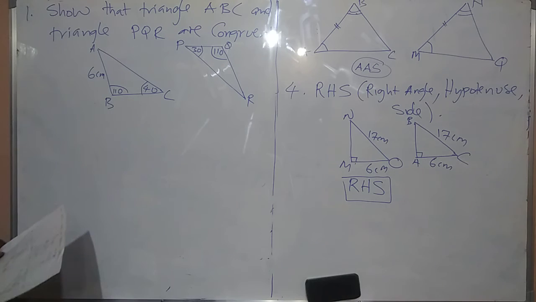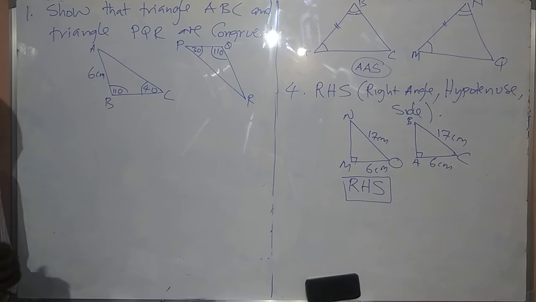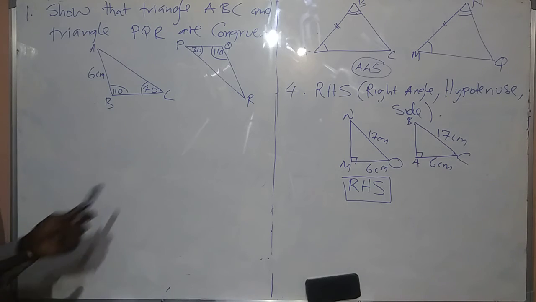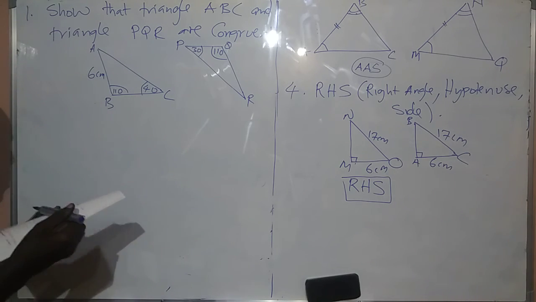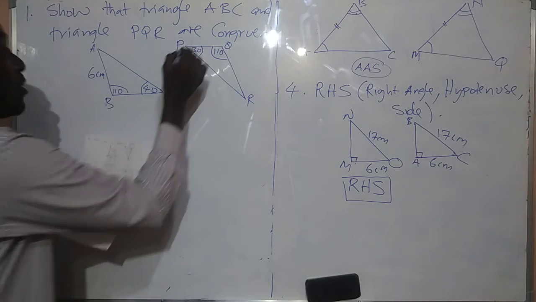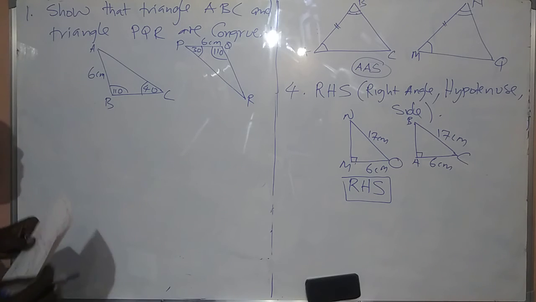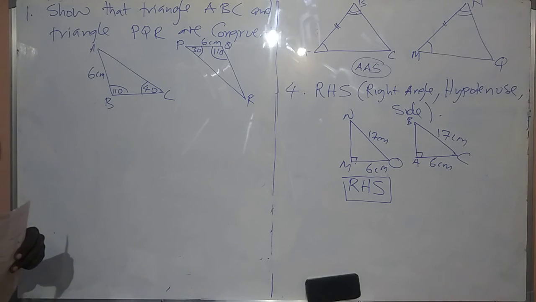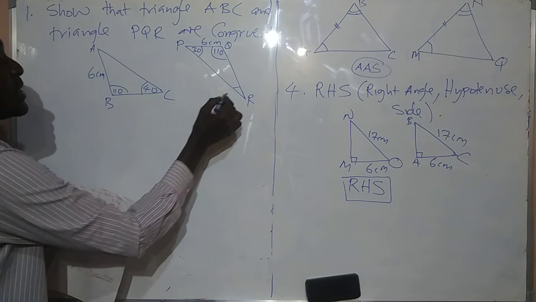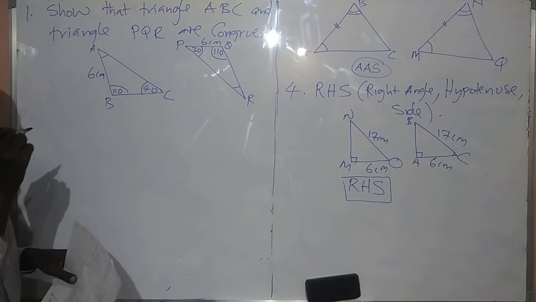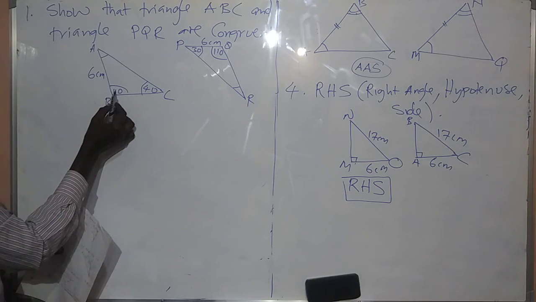Okay, so the question says show that the two triangles are congruent. So we are going to show that the two triangles are congruent by looking at the sides and also the, okay, here you have 6 here. By looking at the sides and also the angles. So here's the first thing that you do. The first thing that you are going to do is to find what this angle is and what this angle is. So here's how you find. So here you add 110 plus 40.